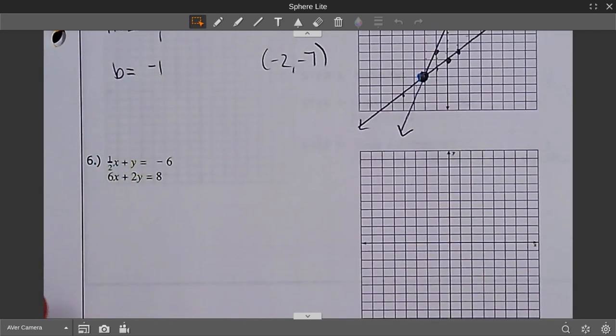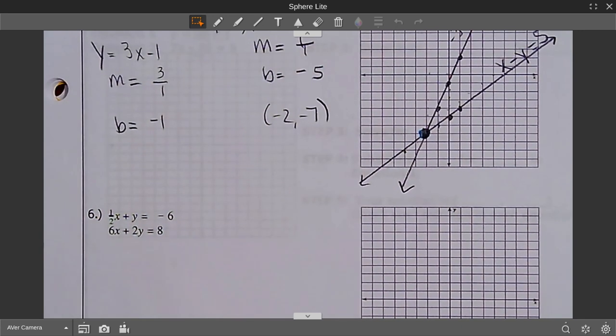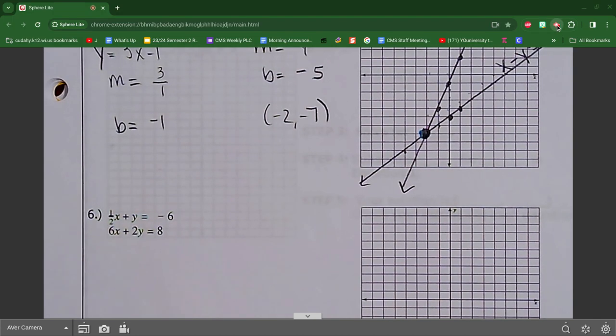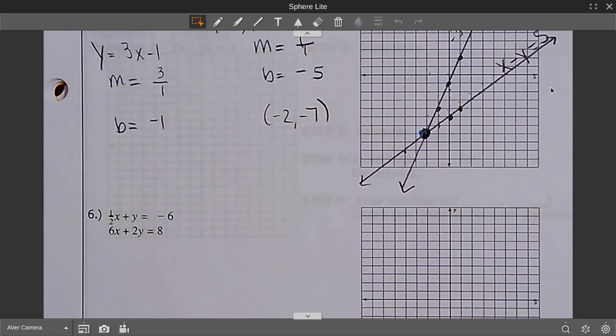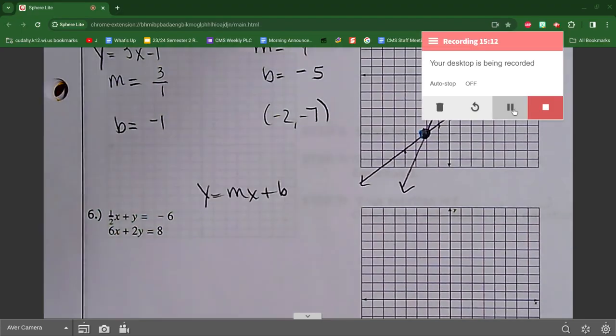Okay, number 6. Do we have any equations ready? I want you to try to change them to the correct format on your own, and then we'll go over them. So I'm going to pause this because I've been having a lot of downtime on this video.